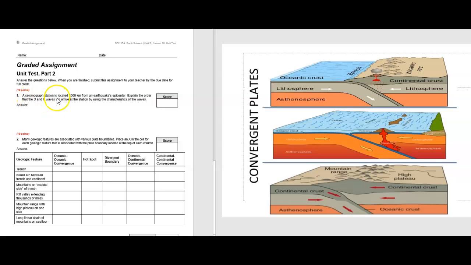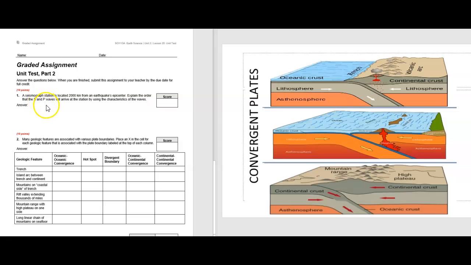It says that a seismograph station that's capturing information from the ground movement from plate tectonics is located 2,000 kilometers from an earthquake's epicenter. Explain the order that the S and P waves will arrive at the station by using the characteristics of the waves. So we talk about P waves as the primary waves, S as the secondary waves. P waves move the fastest, and S waves move slower.